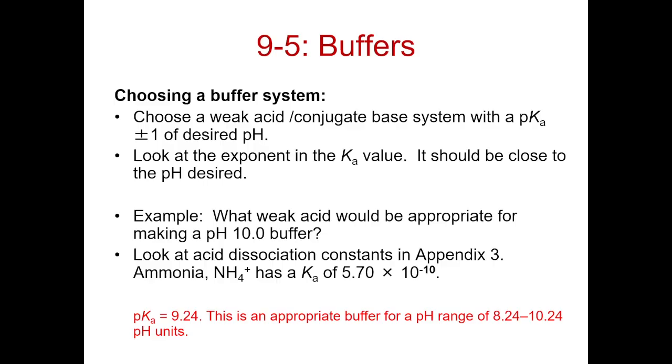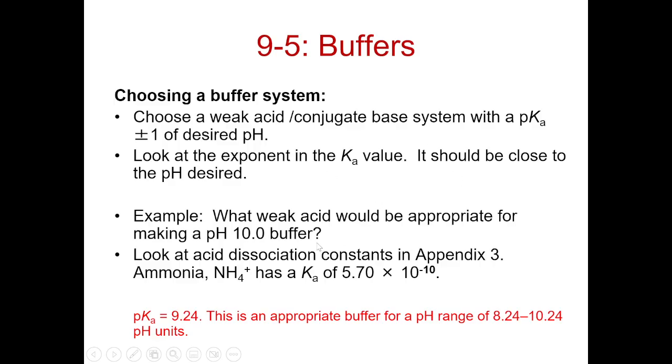So this is how you choose a buffer system. If you want a buffer system that works at pH 3.6, what should the pKa be? You want pH to equal pKa, right? Or as close as you can get. You need it to be within plus or minus 1, right? Okay. So you're always going to look at your exponent of the Ka value, unless you're given pKa's, of course, in which case you can just look at the number, right? It should be close to the pH desired.